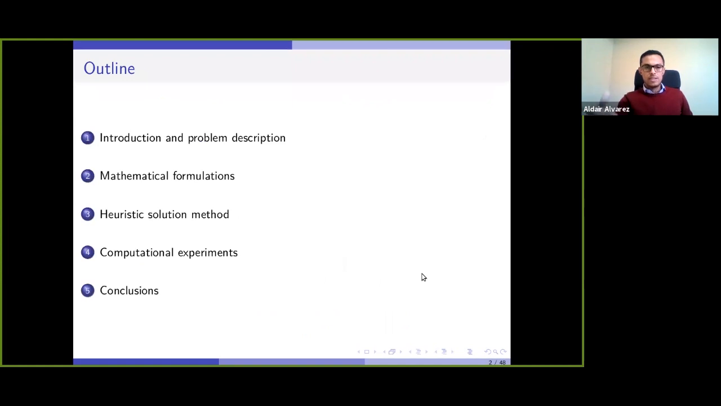So this is the agenda of the presentation, quite standard. I'm going to start with some motivation and the description of the problem that we are going to be addressing here, followed by the mathematical formulations and the heuristic method that we present for the problem, and concluding with the main findings of the computational experiments that we carried out for this research.